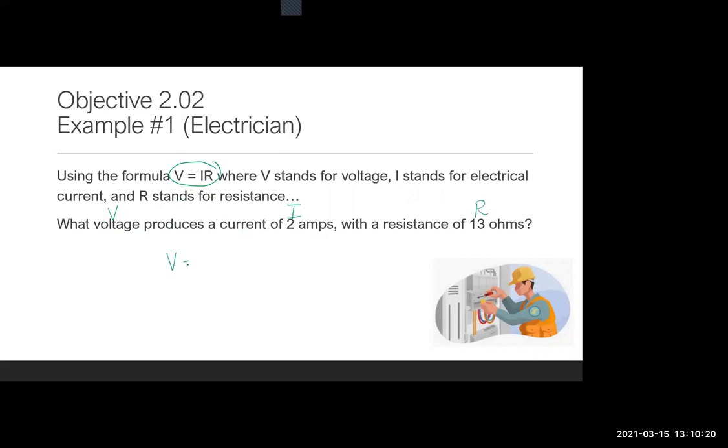So we take our formula, V equals IR. In place of the I, we're going to put a 2. In place of the R, we're going to put a 13. And now, because these are written beside each other, they actually mean multiply. So we are going to multiply those together to get 26. This technique is called substitution. We are taking the numbers and substituting them into the equation to find the value of a third variable. Let's look at one more.